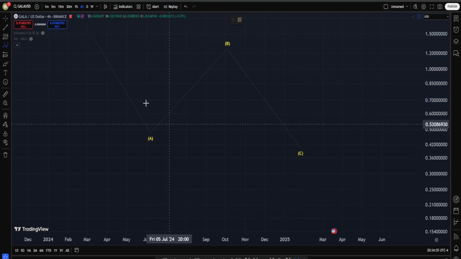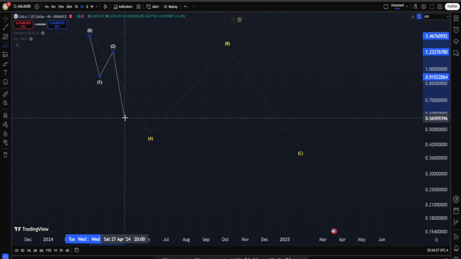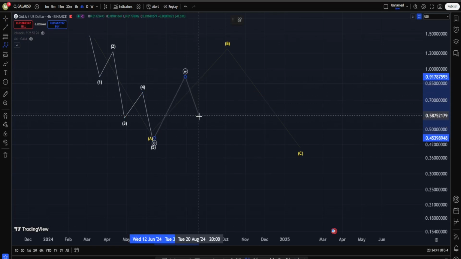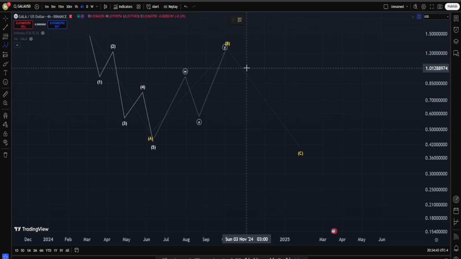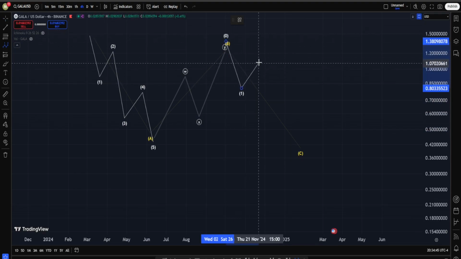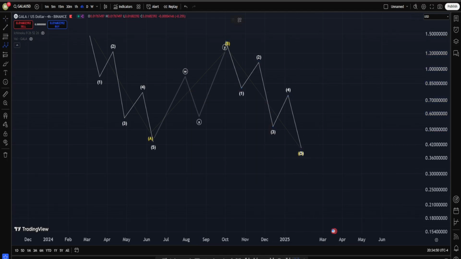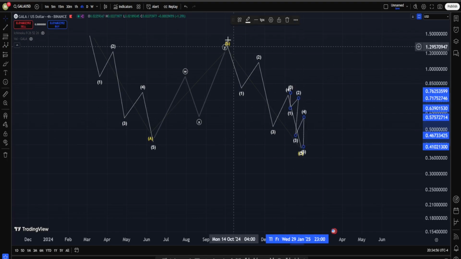5 wave down into wave A, 1, 2, 3, 4, 5. Correction for wave B, maybe ABC, maybe WXY, it's not really that important. And then 1, 2, 3, 4, 5 down into C, and also inside of wave 1, 3, and 5, we must also be able to find 5 waves on the downside.